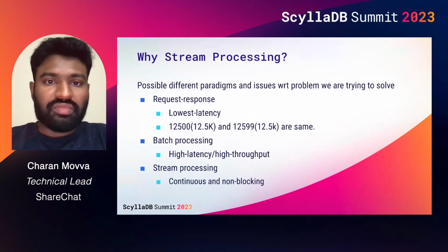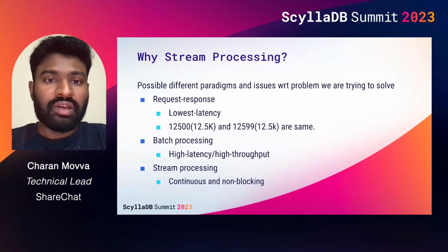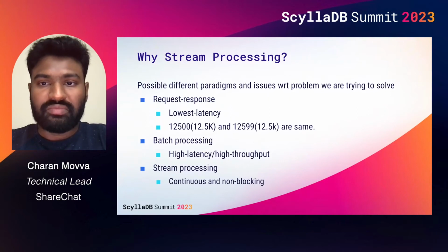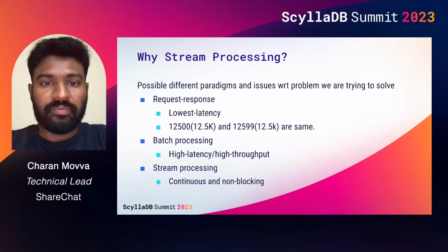The basic question arises: why did we go with streaming? If we look at the other paradigms available for handling this problem, the first one is request-response. It's the lowest latency option with frequent updates reaching the database, but with the magnitude of scale of events that we have, it is going to be too much on the database, with more connections and unnecessary writes or updates on the DB.